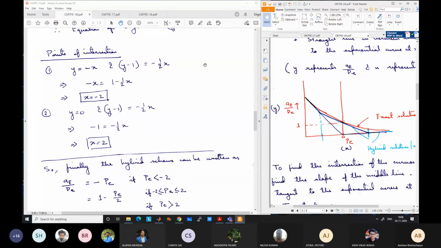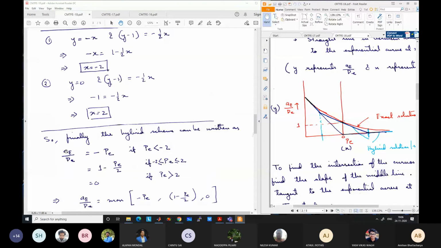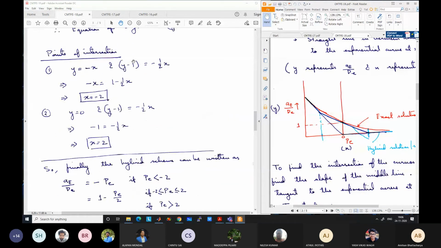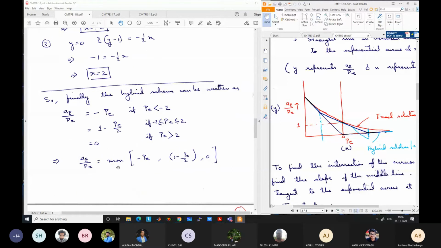Okay. Now we can write this in terms of Peclet number. Just a by d was y and p is x. Okay. So a by d is equal to minus p for Peclet number less than minus 2. A by d is equal to 1 minus p by 2, okay, this equation 1 minus half x, so 1 minus p by 2, if Peclet number is between minus 2 and 2, and a by d equal to 0 if Peclet number is greater than 2. Okay. Another way of representing this is a by d is equal to maximum of minus p, 1 minus p by 2 and 0.